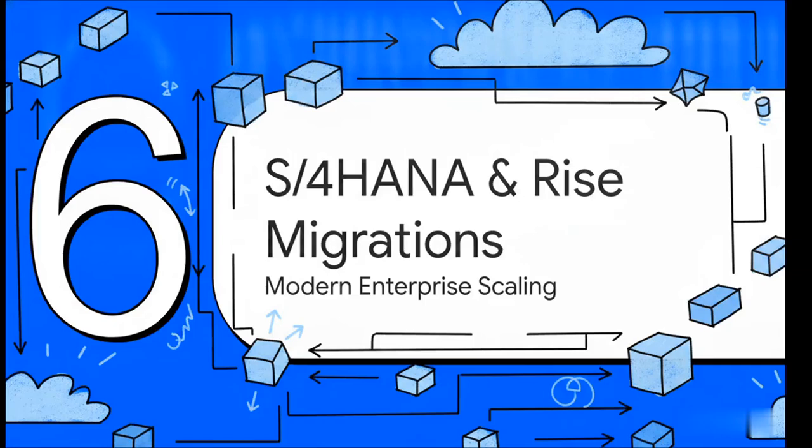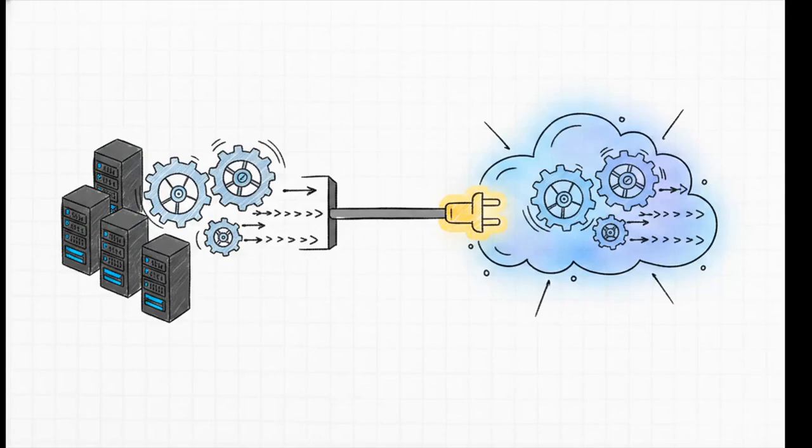Finally, Section 6, S/4HANA and RISE migrations. What's really fascinating here is that shifting to the cloud with SAP RISE doesn't require learning a whole new methodology. Your target simply becomes the SAP migration server. The entire SUM DMO concept we literally just walked through stays completely identical. You just provide the cloud IP and credentials, and SUM handles the R3load connection exactly the same way. It makes the jump to the cloud feel incredibly familiar.